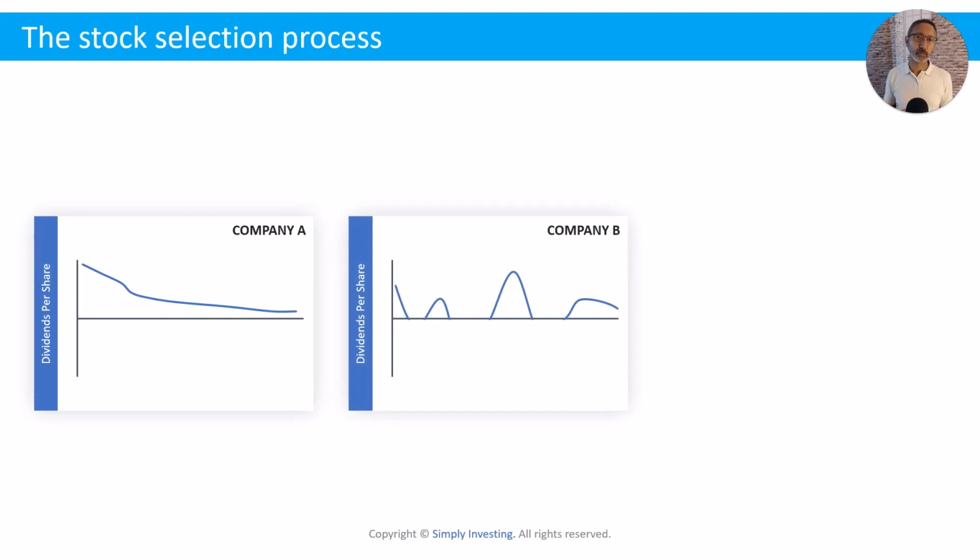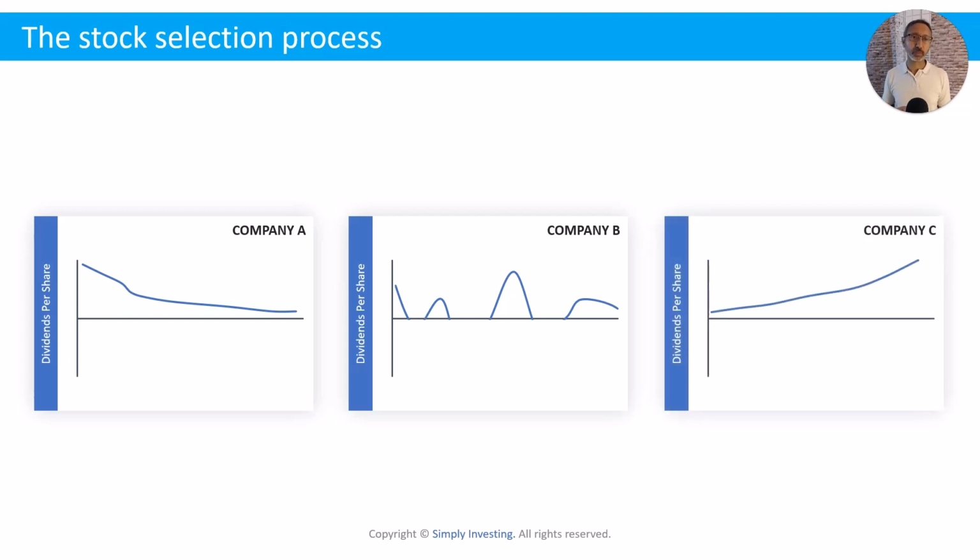Let's take a look at company B. Here you can see sometimes they pay a dividend, sometimes they reduce it, sometimes they eliminate the dividend, then they start paying it again and they increase it and then they reduce it again. It's completely random. So looking at company B, we can't even begin to predict, is the company going to pay a dividend next year or the year after? Are they going to increase it? Are they going to decrease it? We have no idea.